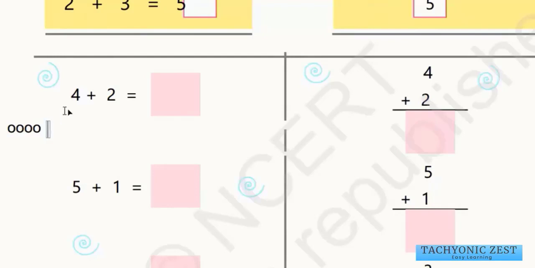Okay, and now 2 more balls are coming and being added to it. So now plus 2 more balls, which is this. So what is the total number of balls here? If we count the total number of balls, it is 1, 2, 3, 4, 5, 6. So the total number of balls we get here is 6. So here the answer is 6.